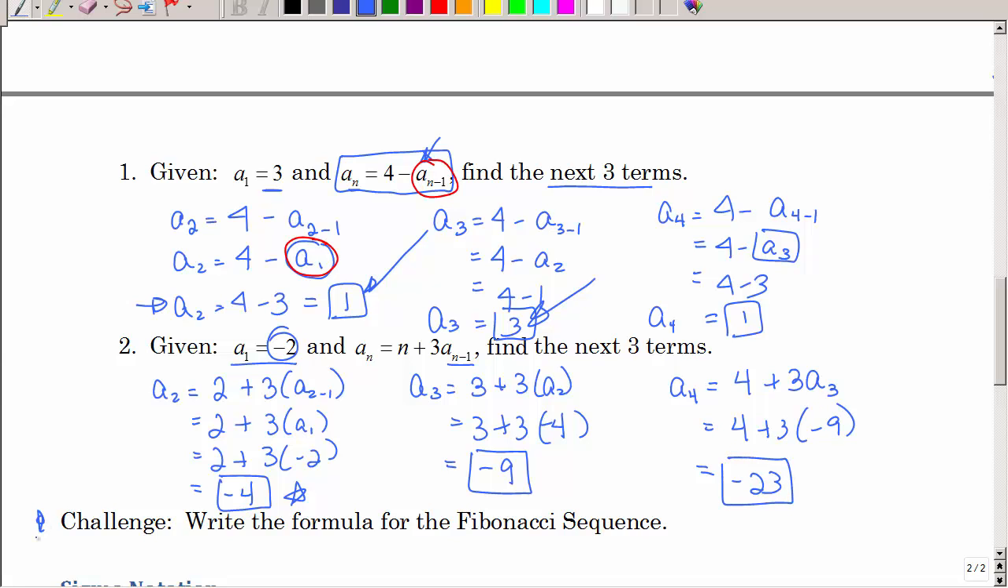My challenge is, can you find a formula for the Fibonacci sequence? Meaning, can you write it something like that knowing you have the first term? Or Google it. Read about the Fibonacci sequence.